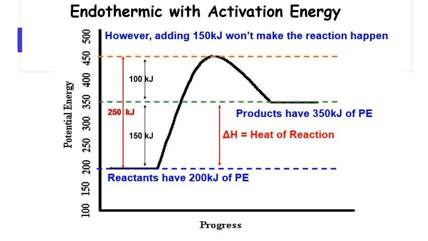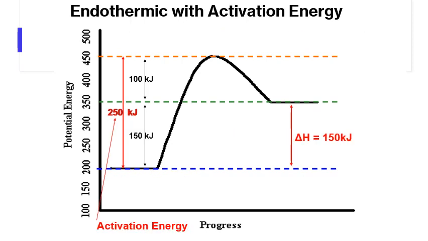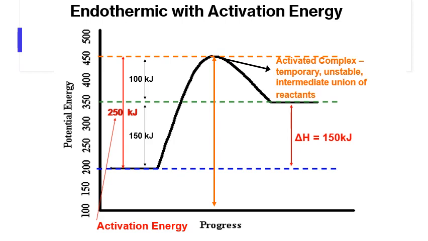So mark the delta H, mark the activation energy, and then we can mark the energy of the activated complex. That is going to be from bottom to the top. That means we can see that it is at 450 kilojoules. One more thing I want to point out is that the activation energy for the reverse reaction is from the product to the highest peak. The energy difference is 450 minus 350, which is 100. So for the reverse reaction, the activation energy is going to be 100.